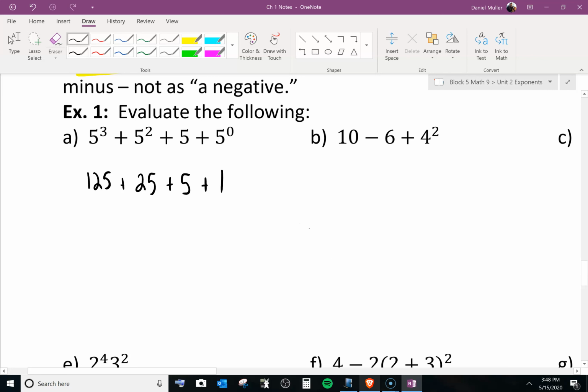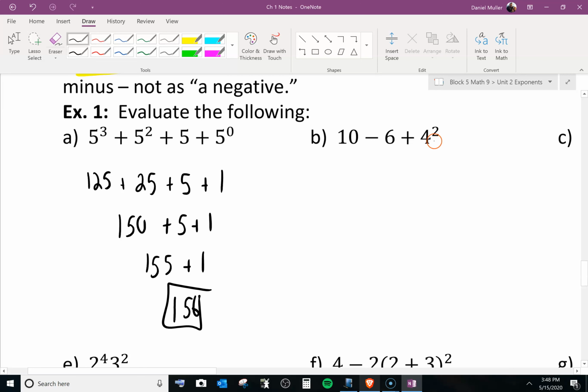And now that we have exponents, we can then do any division or multiplication. There are none. And then any addition or subtraction, just moving left to right. So 125 plus 25 is 150. 150 plus 5 is 155. Plus 1 is 156. Now you could have done that in steps. You can go 125 plus 25 is 150, and then carry down the 5 and 1. 150 plus 5 is 155. Carry down the plus 1, and then 156. Or if you could do it all in your head like I did, then you could just get 156.